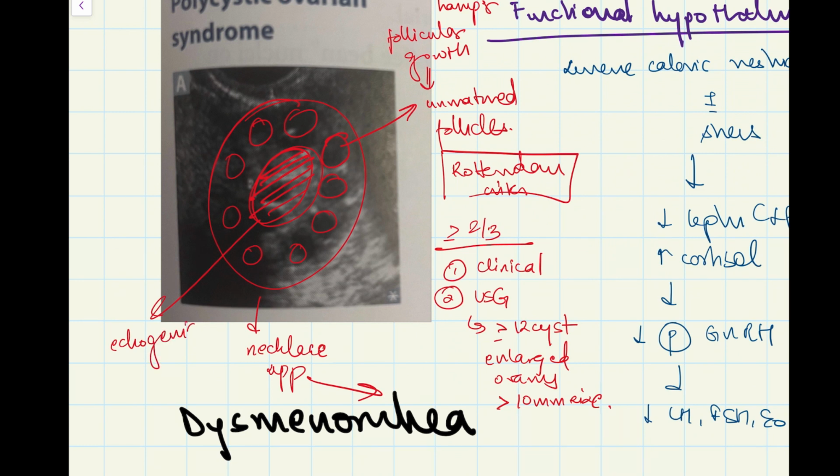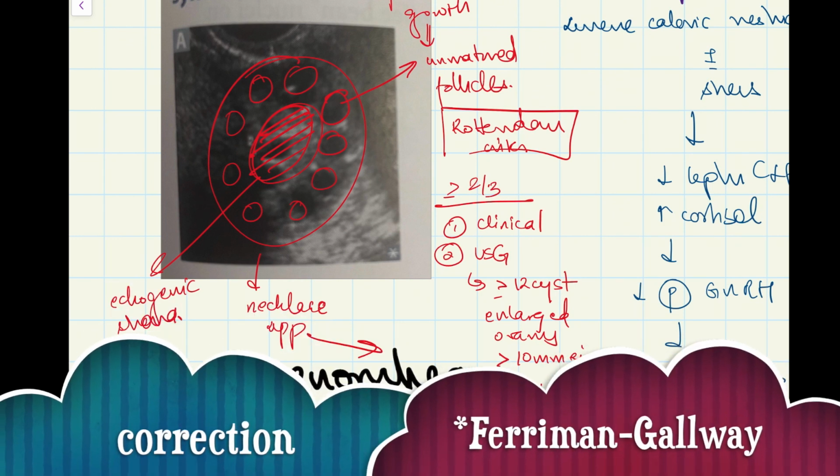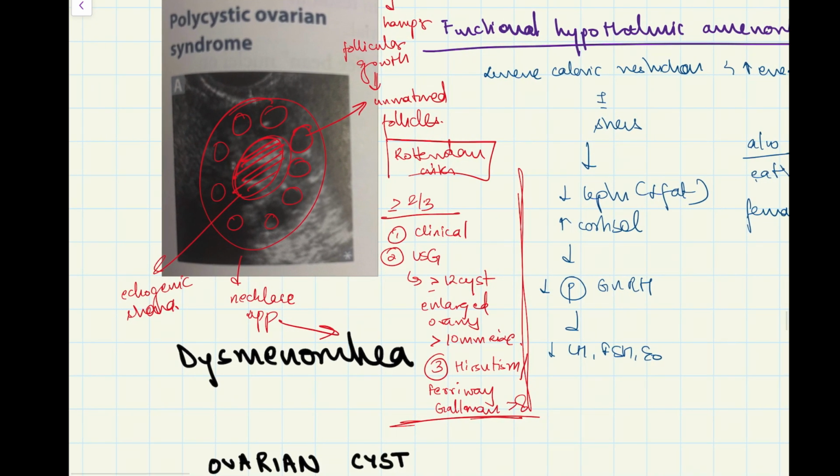Right. This is also not part of the Rotterdam criteria. Then the third part of the Rotterdam criteria is hirsutism, which is given a score by the Ferriman-Gallwey score, and a score of more than 8 is suggestive of hirsutism. So if any 3 of the following are present, then we can make the diagnosis of a polycystic ovarian disorder.